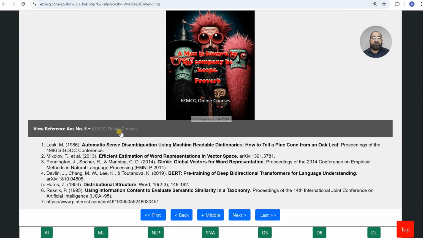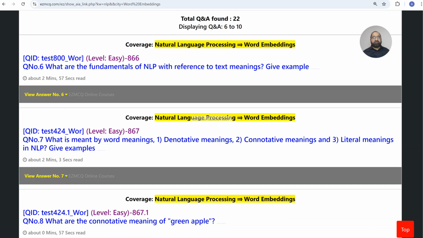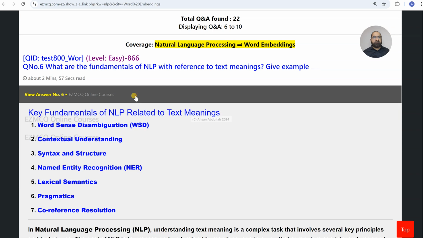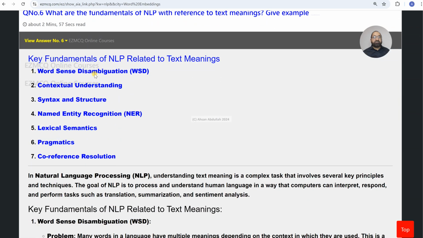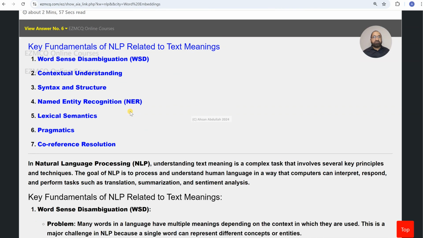Now we move on to the next set of questions and answers. What are the fundamentals of NLP with reference to text and meanings? Now we go deeper. One is word sense disambiguation. Disambiguation means removing the ambiguity.